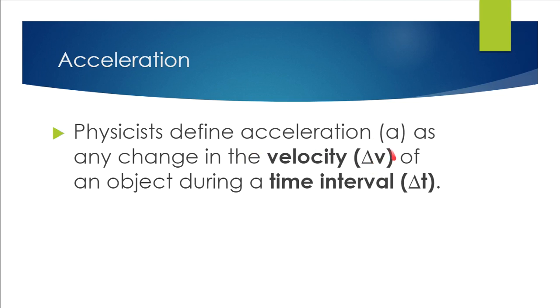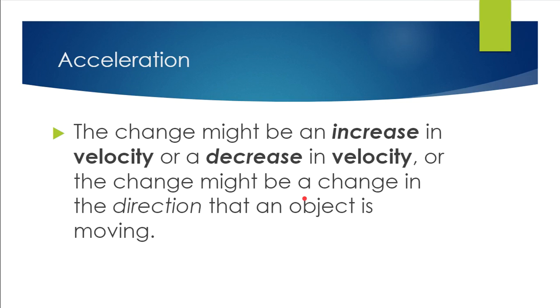We're going to learn more about this soon throughout these notes. This little symbol is called delta. This is delta V, which means a change in velocity. Therefore, this is delta T, or a change in the time interval. The change might be an increase in velocity or a decrease in velocity, or the change might be a change in the direction that an object is moving.